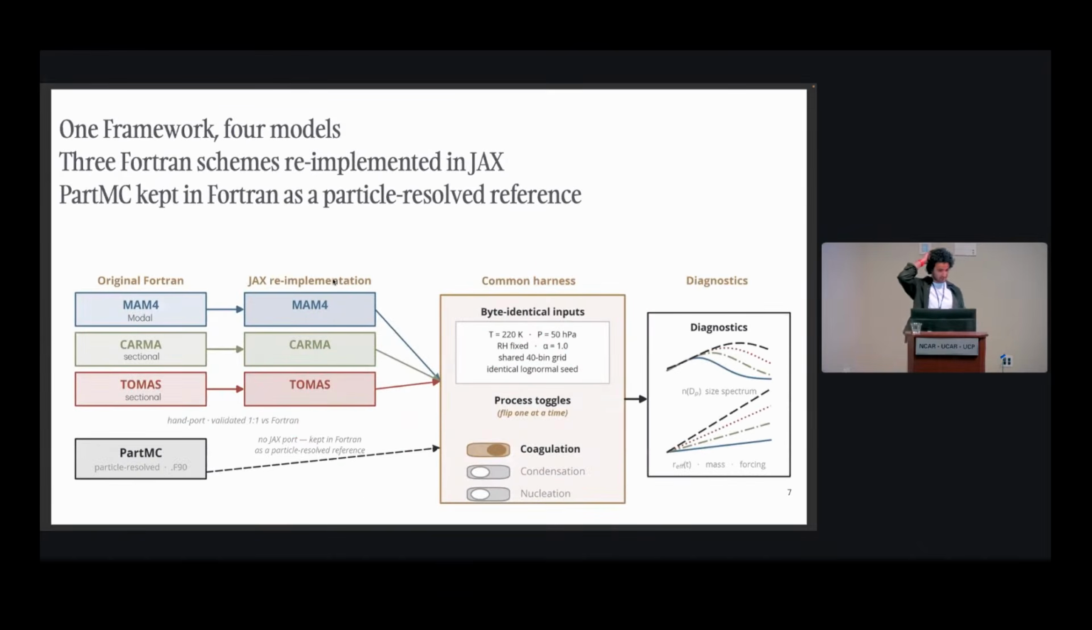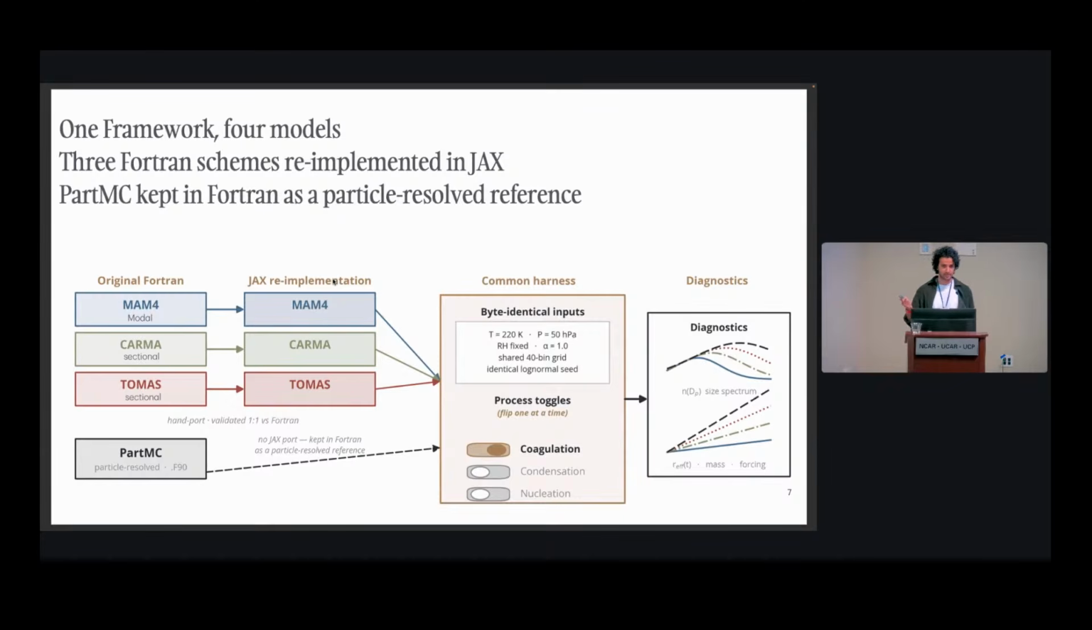For this study, I spent time porting 3 different models from Fortran into Python JAX, which Duncan Watson-Parris talked about earlier yesterday. This is a differentiable model. I picked MAM, which is a model from NCAR. CARMA is also a sectional model from NCAR. And TOMAS is the model I worked with during my PhD, coming from Caltech, developed by John Seinfeld and Peter Adams.